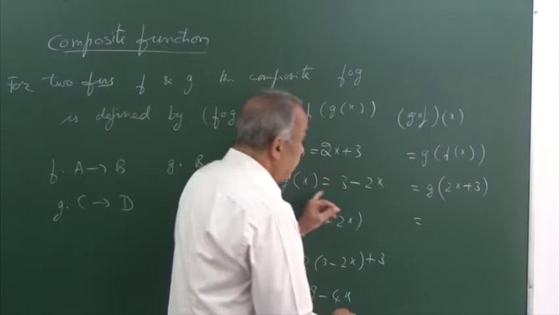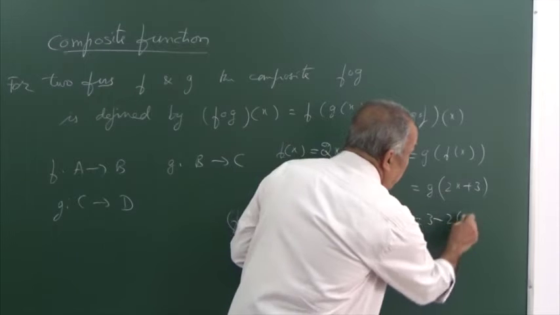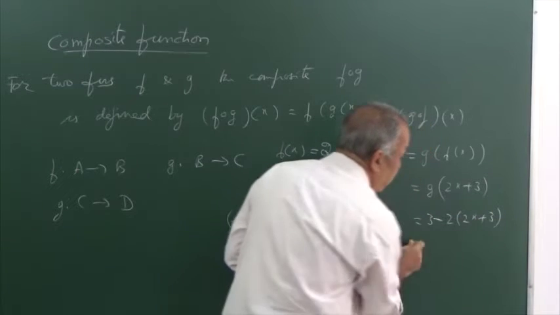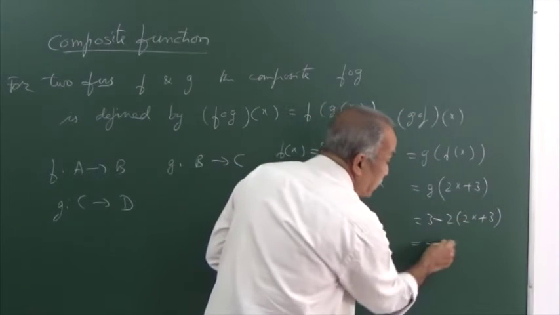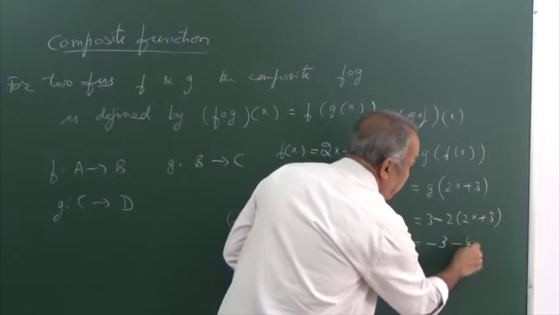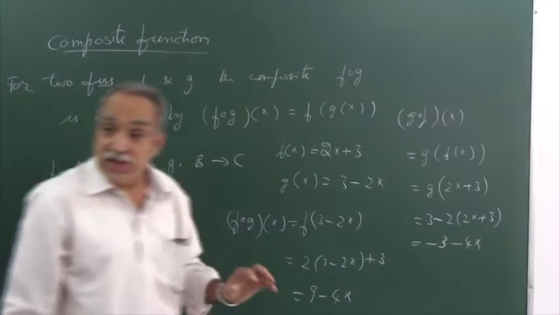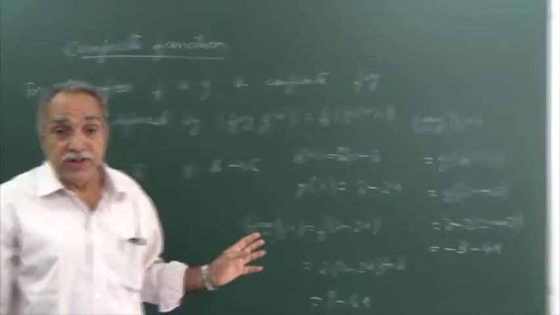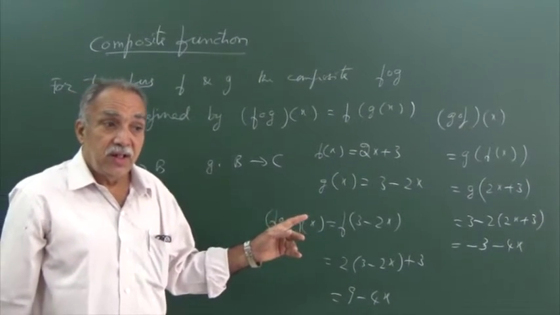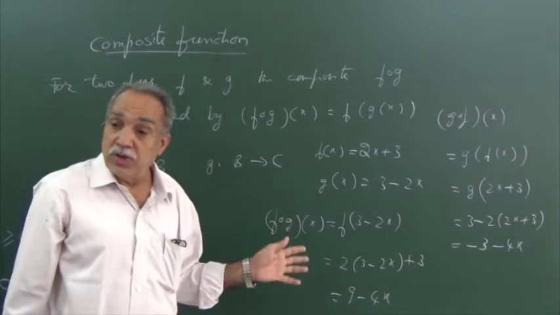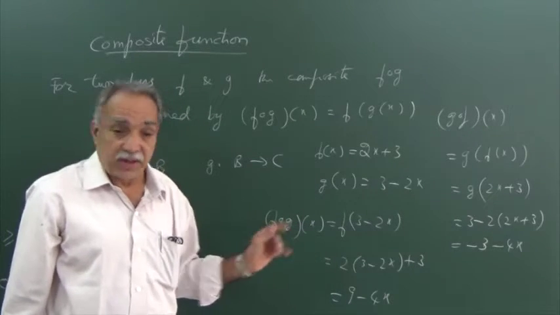g of this: 3 minus 2 into 2x plus 3, which is 3 minus 4x minus 6, that is minus 3 minus 4x. Is x free to take any real value? Yes. Domain, the entire set of real numbers. Range, again the same thing, R.